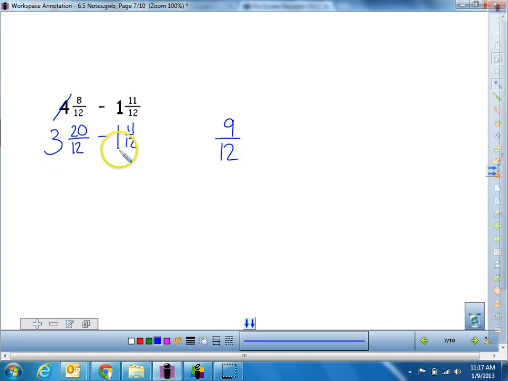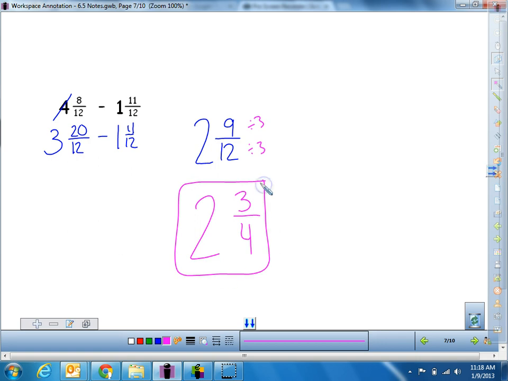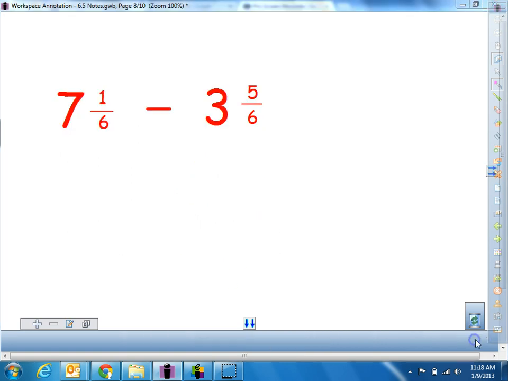3 minus 1 is 2. 2 and 9 twelfths is my answer here. I need to reduce it though. I hope you recognize that 9 and 12 can both be divided by 3. So when I do that, my 2 stays the same. 9 divided by 3 is 3. 12 divided by 3 is 4. 2 and 3/4 is my reduced and final answer. Good job, keep it up.